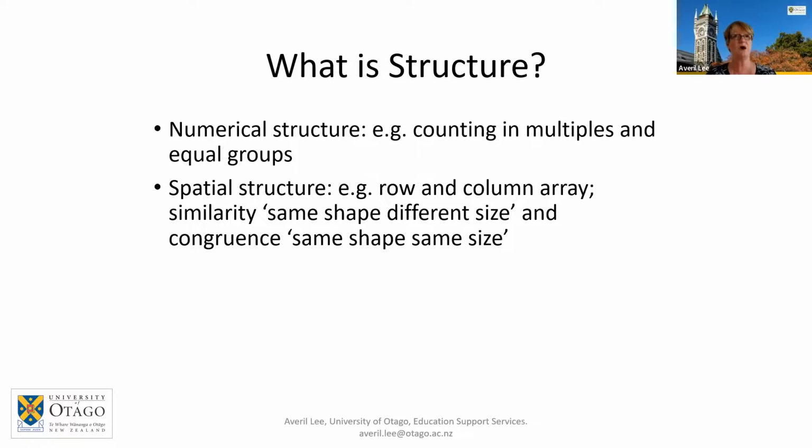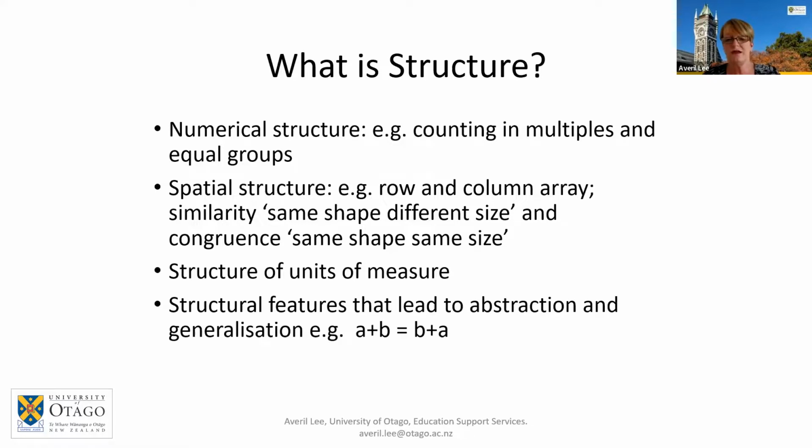So you might be saying 1, 2, 3, 4, 5, 6. So they can see that. There's also a spatial structure of how does something look? Does it have an array? Do you talk about rows and columns, or do you just talk about rows? You might say, well, that's a similar shape, but it's got a different size. So we're talking about congruence. We're talking about similarity. We're talking about difference. We might also talk about units of measure.